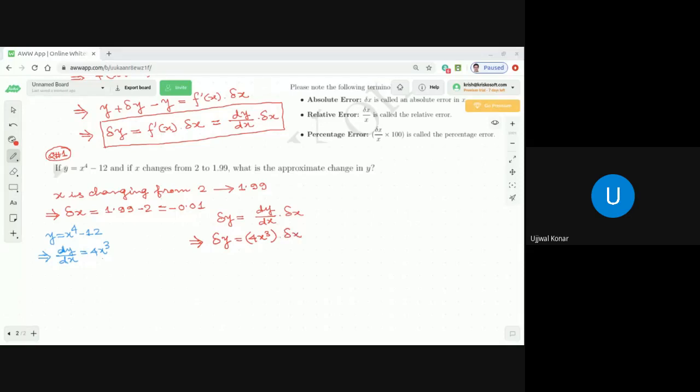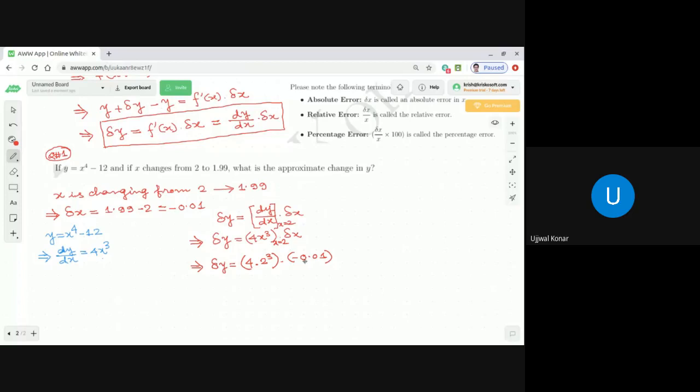Now, the point is that the value of 4x cube you need to evaluate at x equal to 2. So when we say dy/dx, that is at x equal to 2. Correct or not? So from here, what can we write, dear students? Delta y is equal to 4 into 2 to the power 3 into delta x. Delta x is minus 0.01.